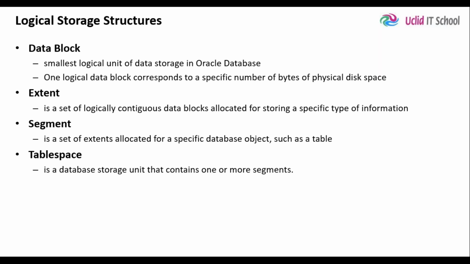Okay. Then tablespace. A tablespace is a database storage unit that contains one or more segments. Now, segments are allocated in a tablespace. So every database at a high level will have tablespaces, and a tablespace will have one or more data files. The data file space is allocated in extents. An extent is made up of data blocks, and the collection of all the extents is called a segment.